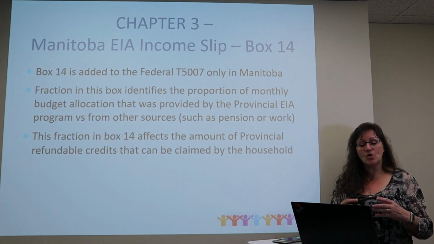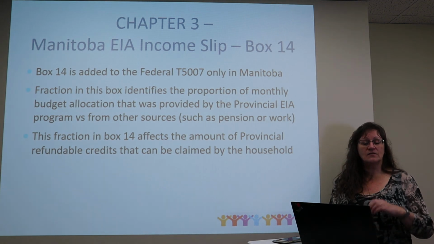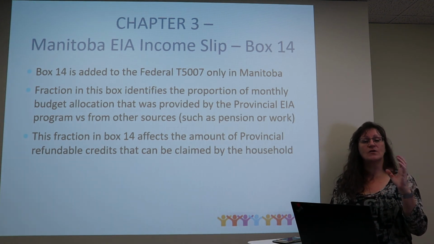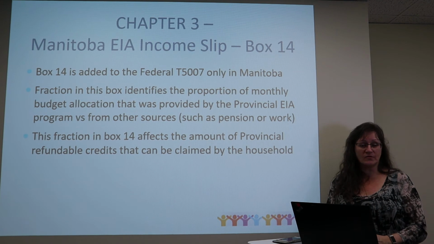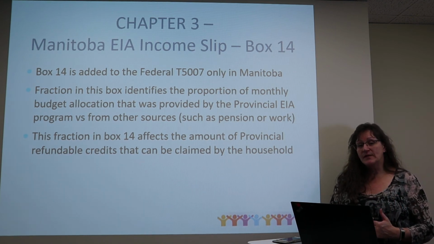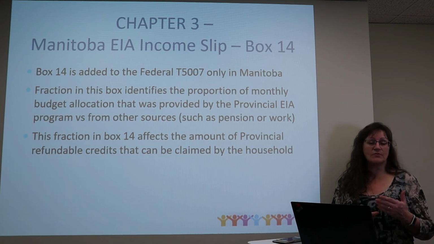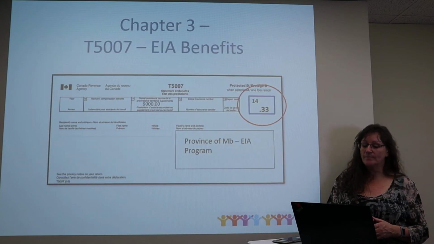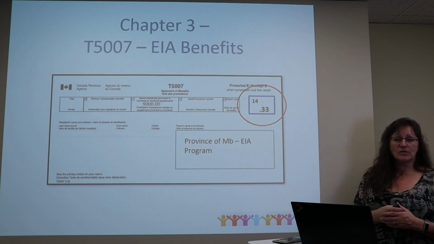And so what would be shown in that box 14 is the fraction of 0. It has the impact of wiping out any possible provincial credits. So this is a really important box to pay attention to, and it is only shown on T5007 slips that are related to the EIA program. Here is what the slip actually looks like.